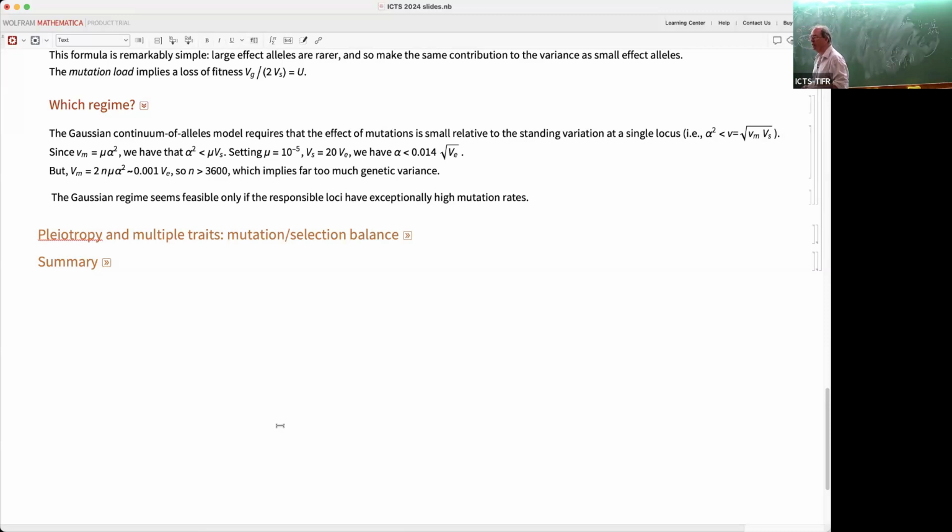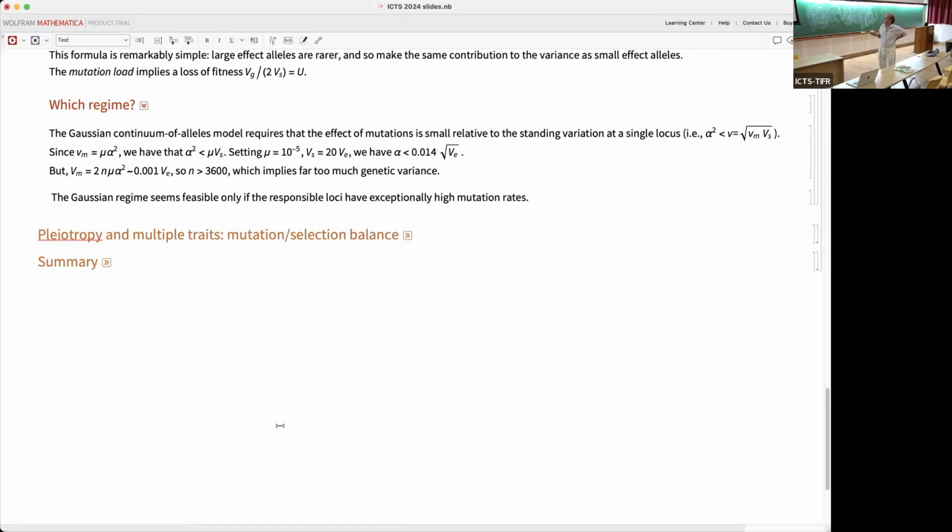Okay, so we've now got a constraint on the allelic effect, and then if we plug in our favorite values for Vs and mu, per locus we're thinking mutation rate 10 to the minus 5 or something like that, then we have to have alpha, 0.014, pretty small. In other words, it's got to be 1% of the environmental non-genetic variance to be consistent with the Kimura-Lande regime.